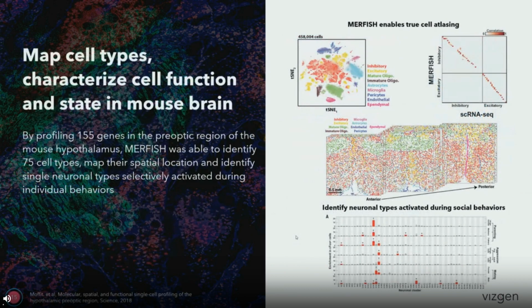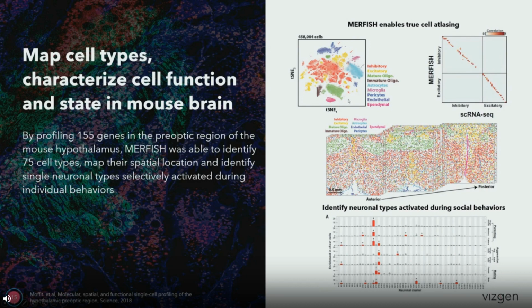In a separate study published in Science back in 2018, MERFISH was used to profile 155 genes for a total of almost 500,000 cells in the mouse hypothalamus region. And the authors were able to identify 75 cell clusters in this brain region. This is shown in the t-SNE plot here. You can see all the major cell classes labeled in different colors.